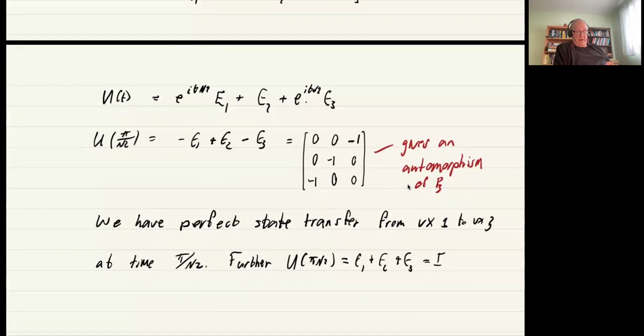And you can check that at time pi root 2 the U of t is the identity. So pi root 2 is twice pi on root 2, and so again we have PST at time pi on root 2, and twice that we get periodicity. Okay, so that's 2 examples.